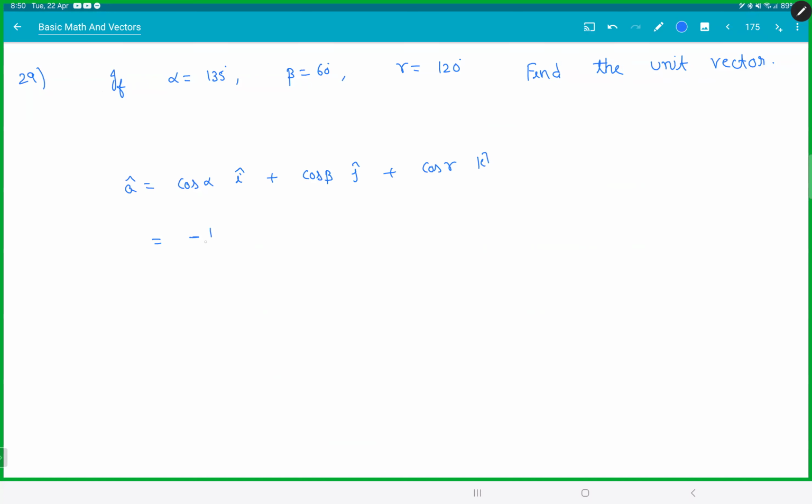Cos 135 is minus 1 by root 2. Cos 60 is half. Cos 120 is minus half. Easy? Straightforward. Mostly a CET level question.